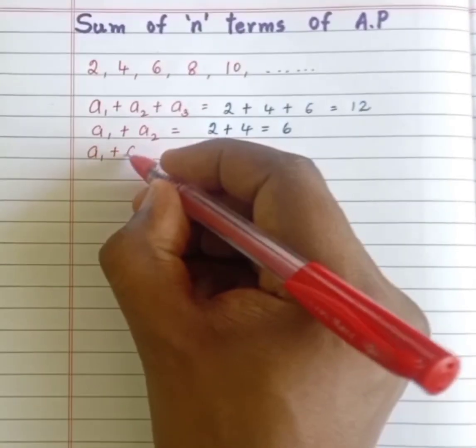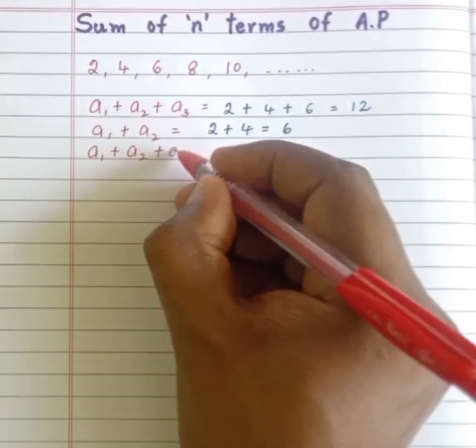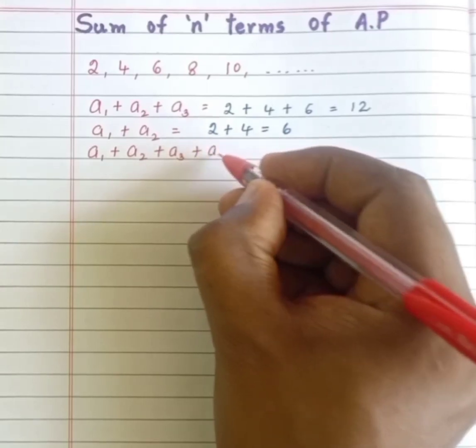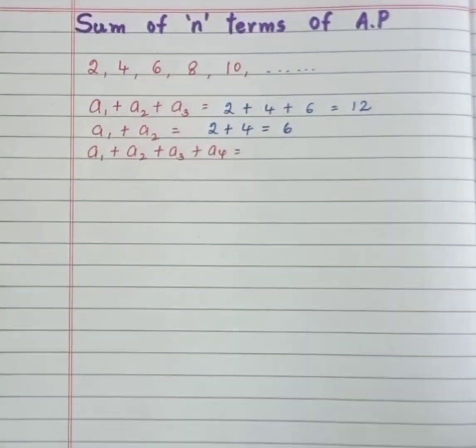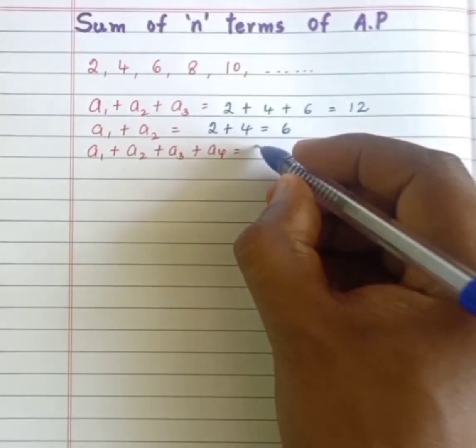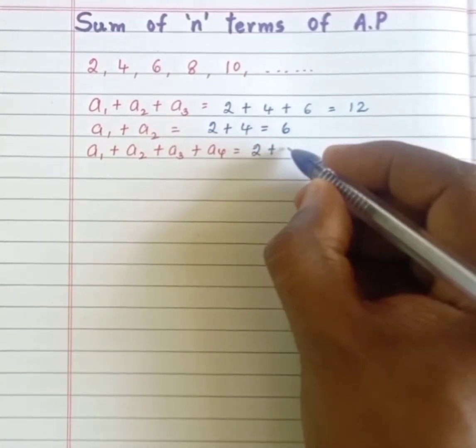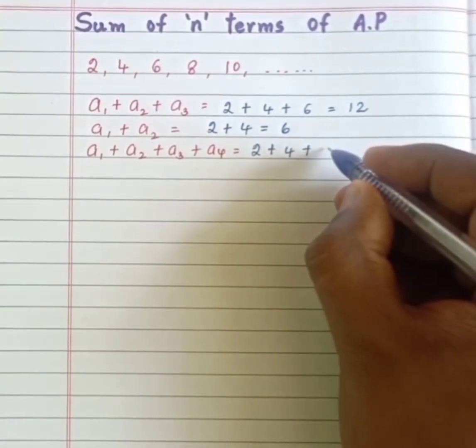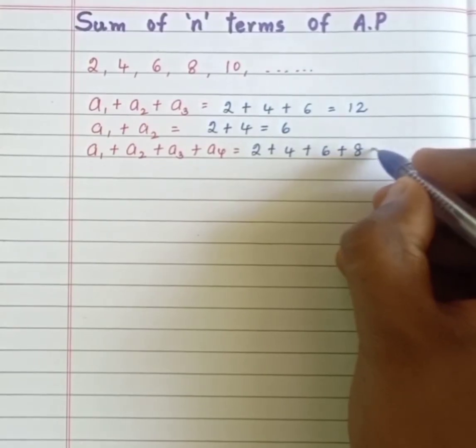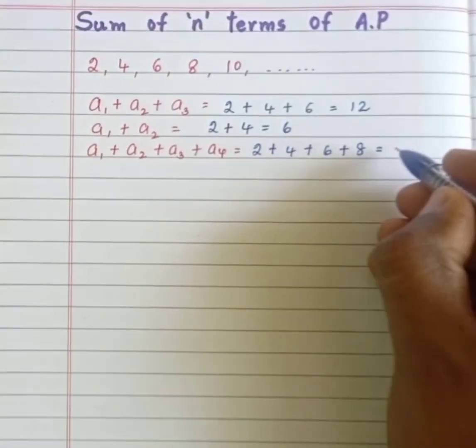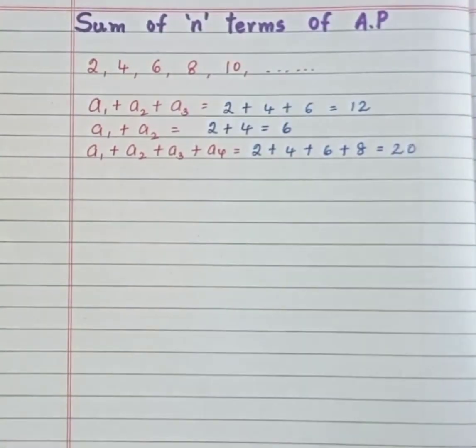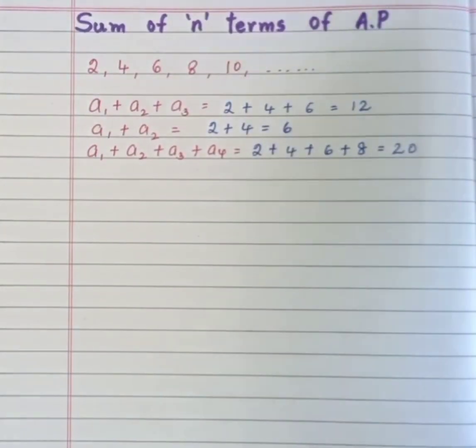In the same way, if I ask you to find the sum of the first four terms, that is a1 plus a2 plus a3 plus a4, we get 2 plus 4 plus 6 plus 8, which equals 20. That is, the sum of the first four terms is 20.